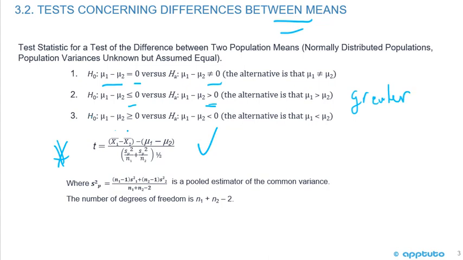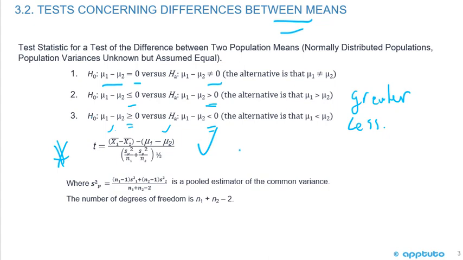And finally, we could have the null hypothesis that the difference between the population means is greater or equal to 0 versus the alternative hypothesis that the difference between the population means is less than 0. So that's a less than hypothesis, okay? So to calculate the T statistic in this case, in the numerator, you can see we have the difference between the sample means minus the difference between the population means in the numerator. So that's not too difficult.